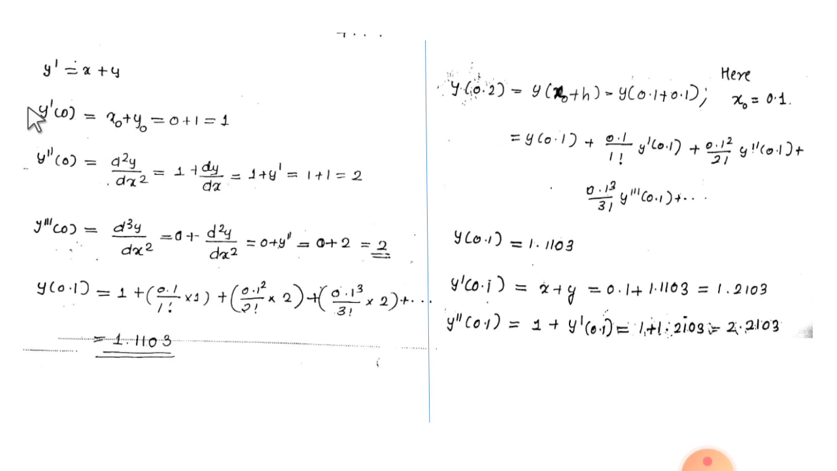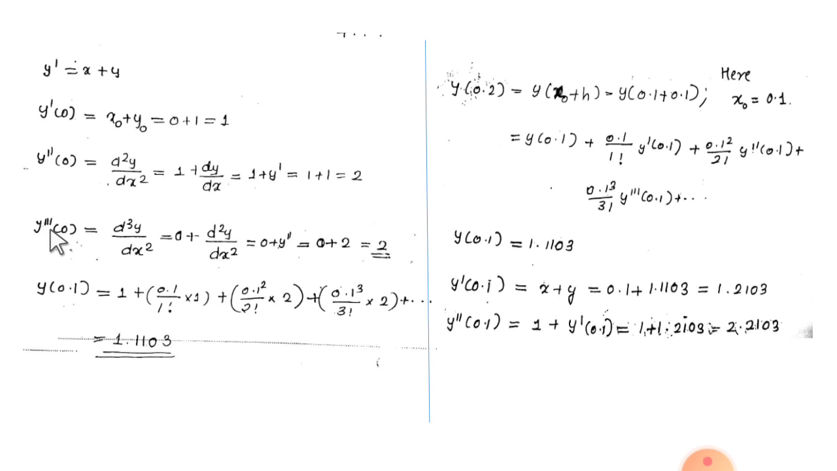Now you have to differentiate this equation to get y double dash of 0. So differentiating, you will get it as y dash. Okay, dy by dx of this y dash will be what? Differentiating, you will get it as 1 plus y dash. So that will be equal to 1 plus 1 is equal to 2.